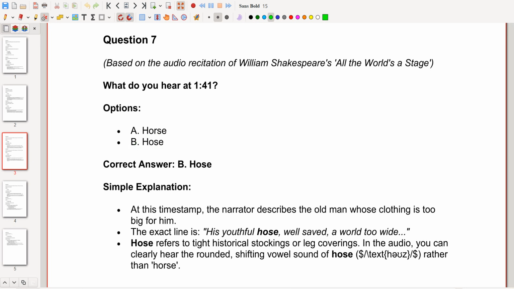Listen to the pronunciation very well. The pronunciation is the main key for answering this question correctly. "His youthful hose well saved a world too wide." If he meant to say horse, he would say it as horse. But what we hear is hose. So option B is the right answer.